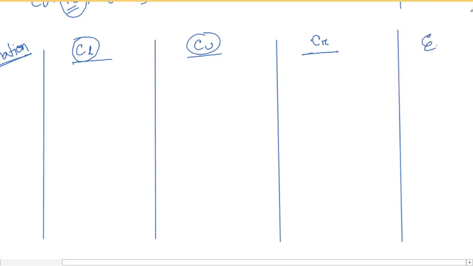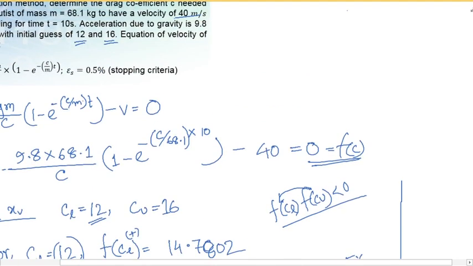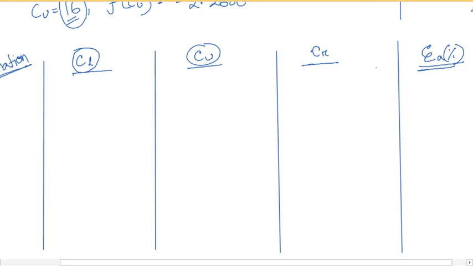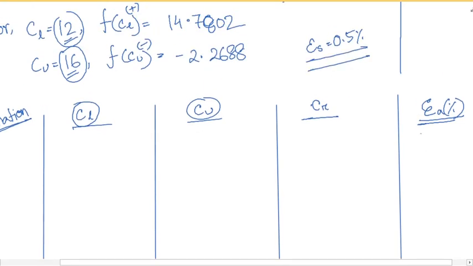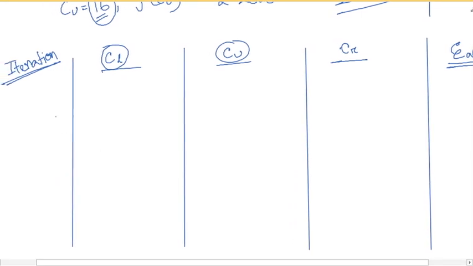epsilon A in percentage here. So our stopping criteria was epsilon S equals to 0.5%, as you can see from the question, stopping criteria. So whenever the value of epsilon A becomes less than 0.5%, then we'll be stopping, and that particular CR for that particular step will be our answer. So now to start with, the first iteration says we'll be starting with CL equals to 12, and CU equals to 16, and this indicates negative.